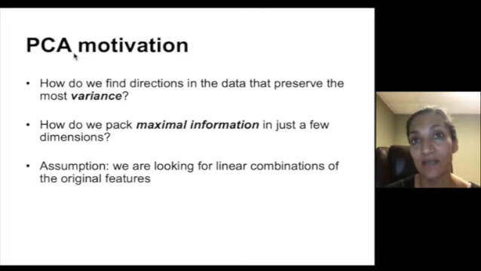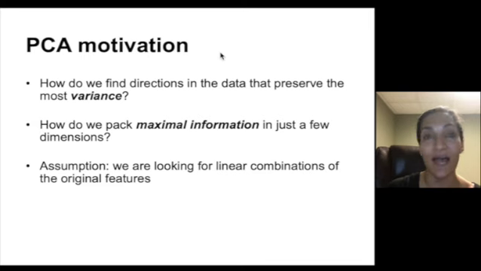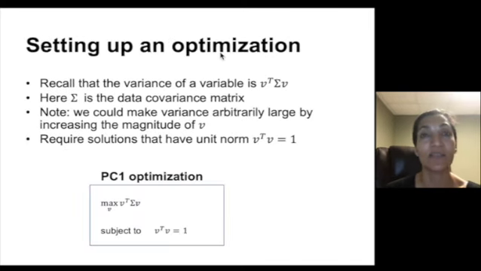So that means the dimensions that we find themselves are not going to have redundant information or correlation. This is all under the assumption that we're looking for linear combinations of the original features as the directions. Given this, we can go ahead and set up an optimization.